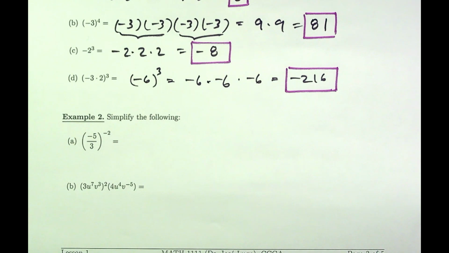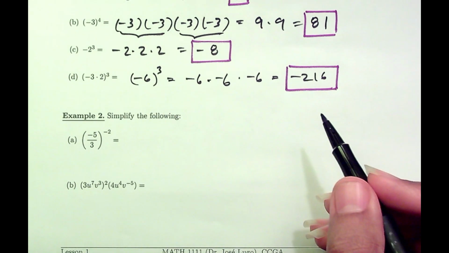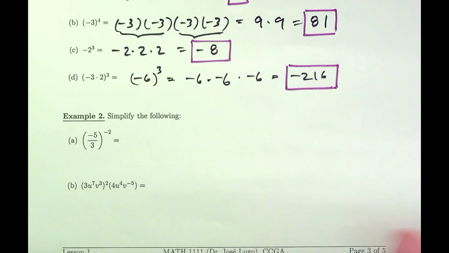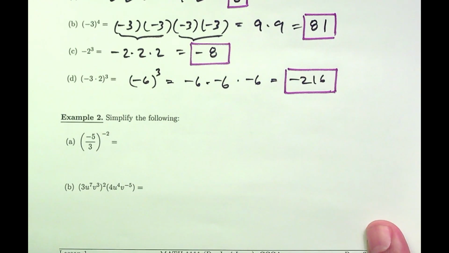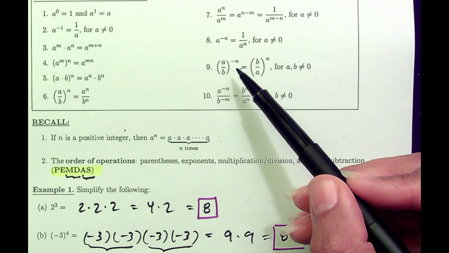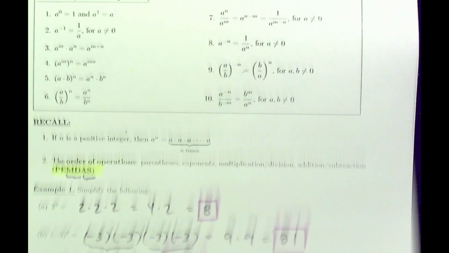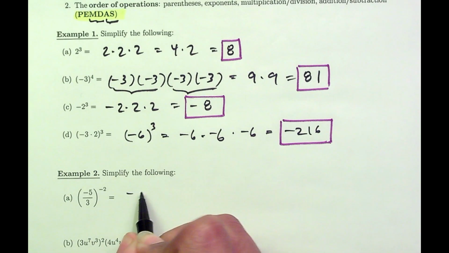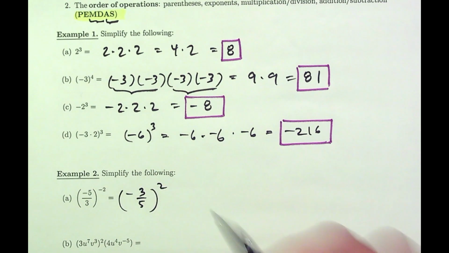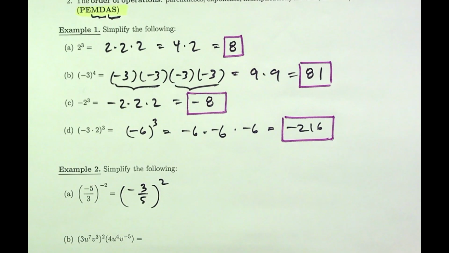So since there's nothing to simplify, then you move to the next thing in PEMDAS, which is the exponent. So now we take care of the exponent. The exponent is a negative exponent, and it is affecting a fraction. So what is the property then? The property is number 9 here. Have a negative exponent affecting a fraction. So you flip the fraction and keep the exponent positive. So I flip the fraction. And I keep the exponent. Okay.